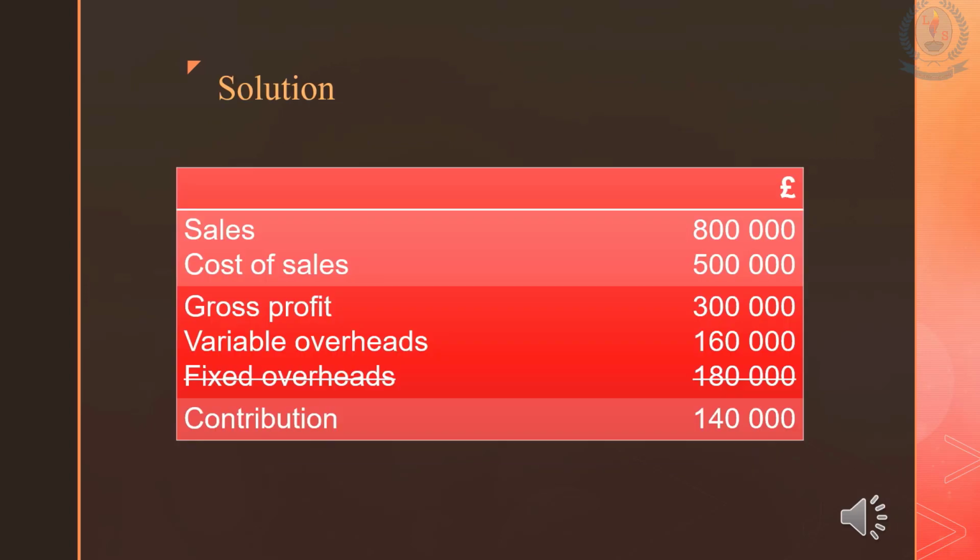Remove the fixed overheads of 180,000. There is a positive contribution of 140,000 pounds. If the department closes, the retailer will be worse off by 140,000 pounds. This is because the fixed overheads are unavoidable and therefore irrelevant in the decision. If the decision is based purely on numbers, then it may be to keep the department open.